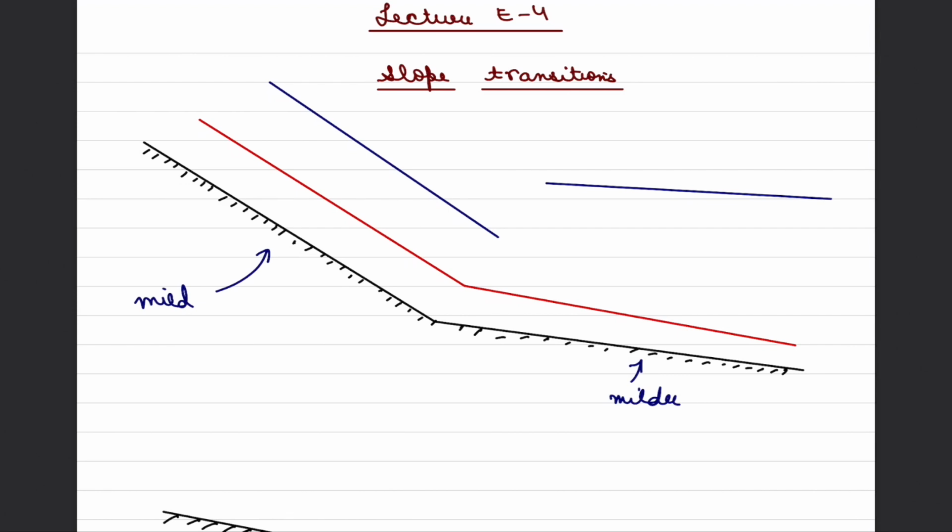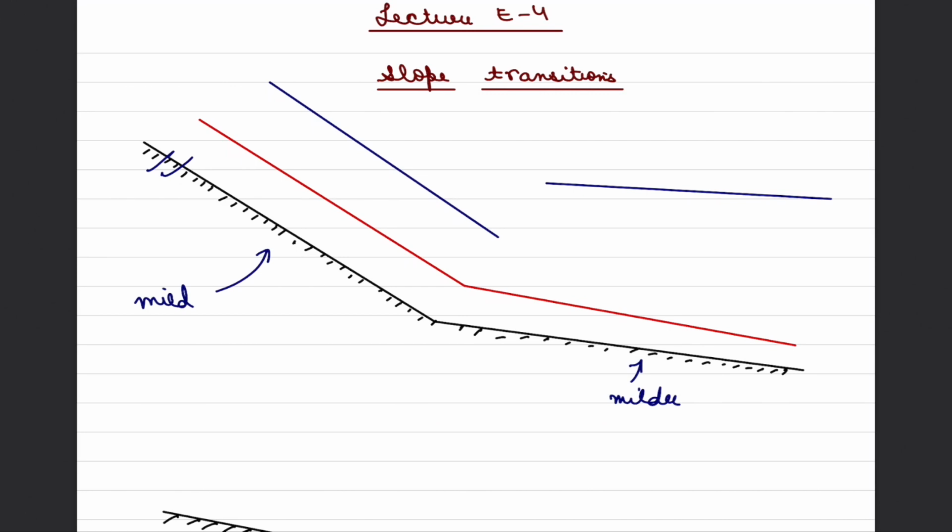Now, let us say that we have a channel section which has a mild slope, and after traveling a certain distance, it is going to get translated into a milder slope. That is, there is a change from mild to milder as the water is flowing.